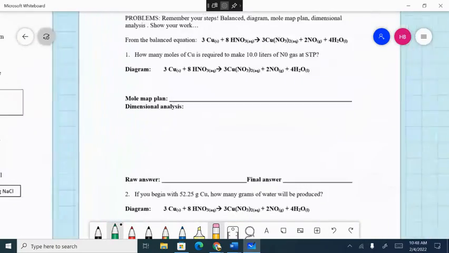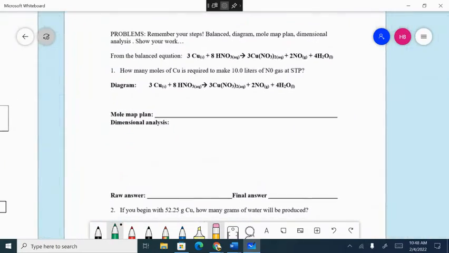All right, now that we walk through the example problems, let's actually do some ourselves. Problem number 1 states, how many moles of copper is required to make 10.0 liters of NO gas at STP? That gas at STP simply means standard temperature and pressure. If it's not at STP, we can't use 22.4. So right now, they're all going to be at STP.